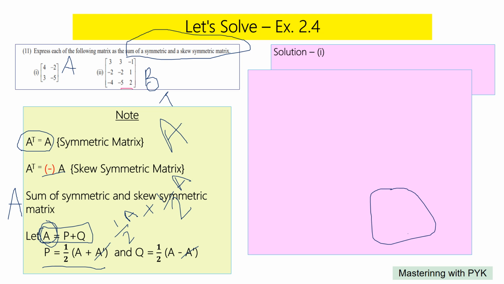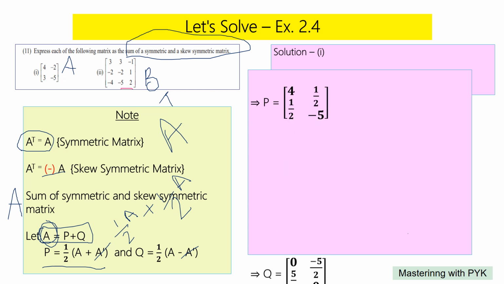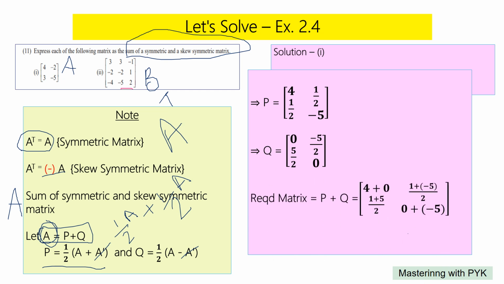Similarly, we'll find out Q. Q is given as A, that is the original matrix, less the transpose matrix, and the resultant should be halved. So we got P, we got Q. So P plus Q, if we say, is A, right? So we come to the original matrix. So the answer is, P plus Q would give the symmetric and a skew matrix by which we will be getting A.